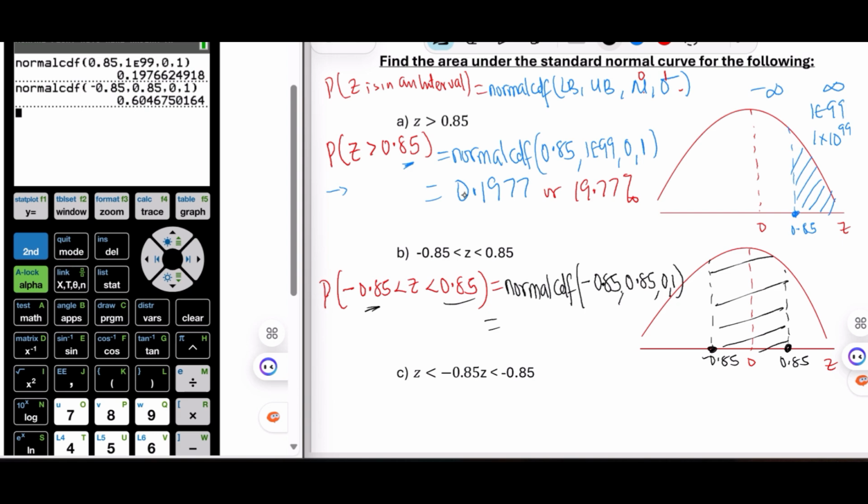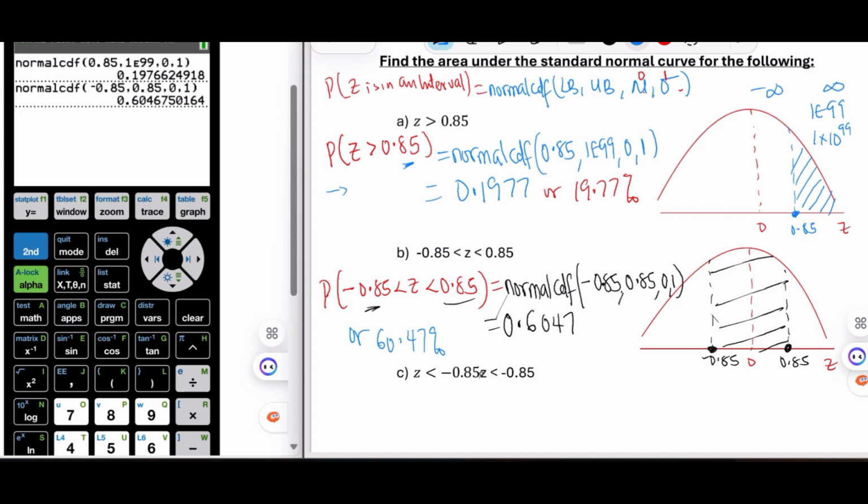So we have 0.6047 approximately. So the area under this curve is 0.6. And recall, for a normal distribution, the total area is going to be 1. Or you can say that we have 60.47%. The total area for a normal curve can be 1 or 100%, either way.